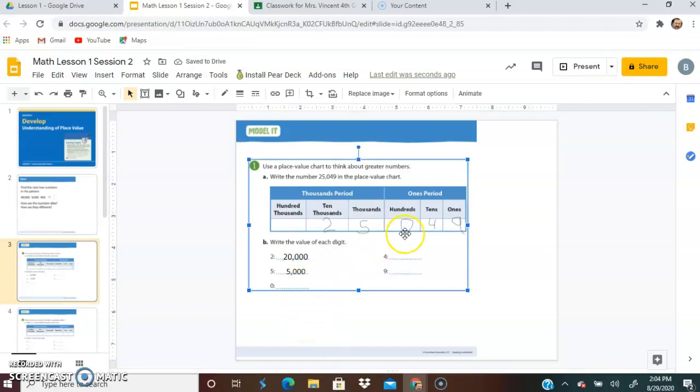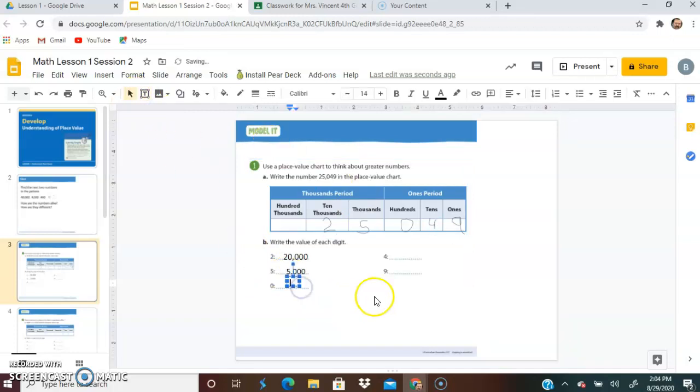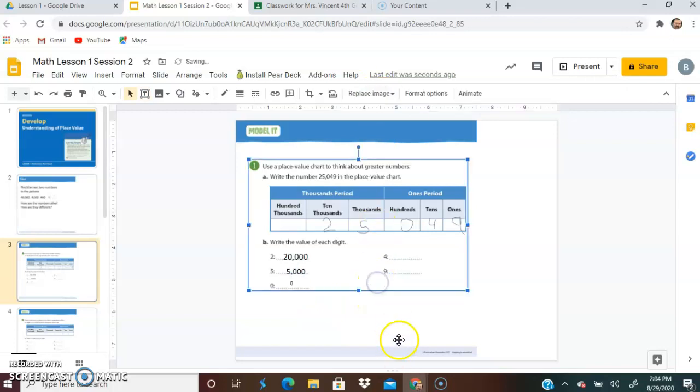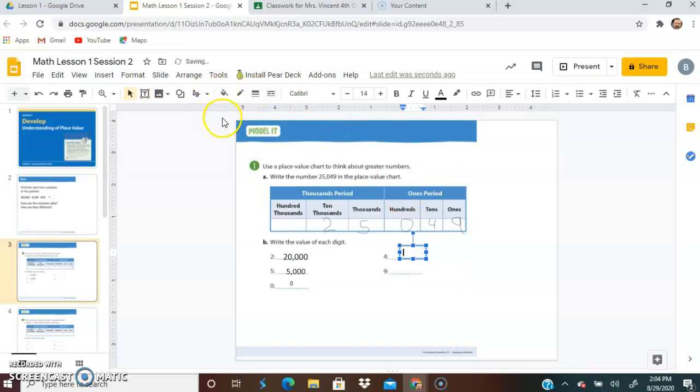Okay, the 0 has a value of just 0. We don't have to say 0 hundreds, we just say the value is 0. When we look at the 4, it's in the tens place, so its value would be 40. And the 9 is in the ones place, so its value is just 9.